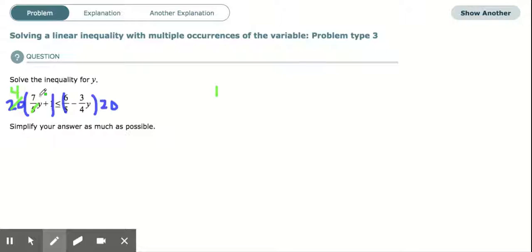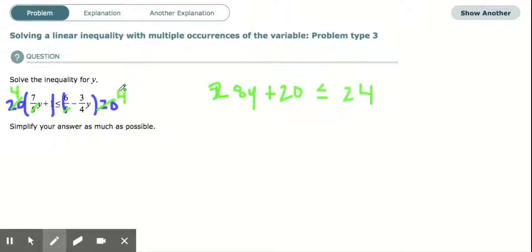So that'll be 4 times 7, which is 28y. And then we'll have 20, remember this was just canceling with this, 20 times 1, which is positive 20. Sorry, this is a 28y. Then we have is less than or equal to, and then here we'll have 20 times 6 divided by 5. So 20 divided by 5, that would leave 4. So 4 times 6 is 24.